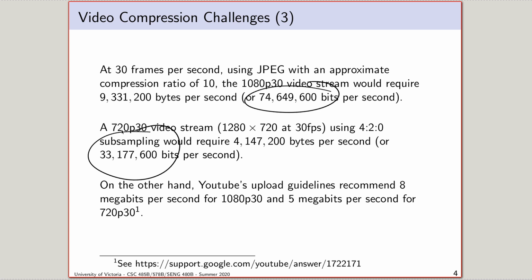But as an example guideline, if you go looking on YouTube for what they think high-quality video looks like in terms of bit rates, they say 8 megabits per second for 1080p 30. So consider that. That's less than 1/8 of what we have if we use JPEG. And we could degrade the JPEG quality further, but there has to be some middle ground. And then 5 megabits per second for 720p.